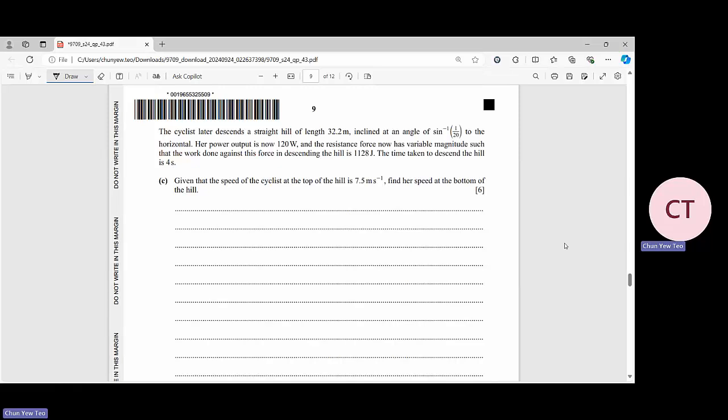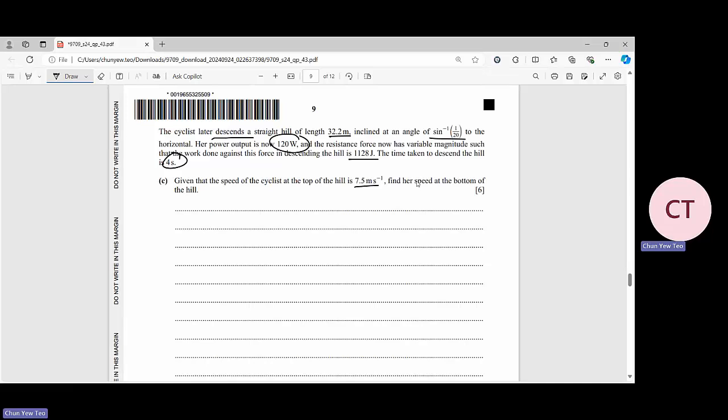The cyclist later descends a straight hill with a length of 32.2 meter, inclined at an angle of arcsine of 1/20 to the horizontal. Her power output now is 120 watts, and the resistance force now has a variable magnitude such that the work done against the force on the inclined hill is 1128 joule. The time taken to descend the hill is 4 seconds. Given that the speed of the cyclist at the top of the hill is 7.5 meter per second, find her speed at the bottom of the hill.